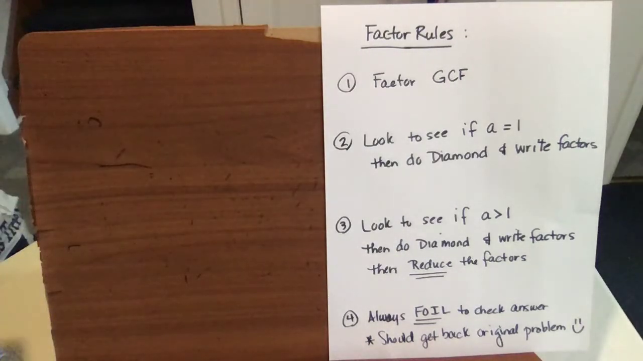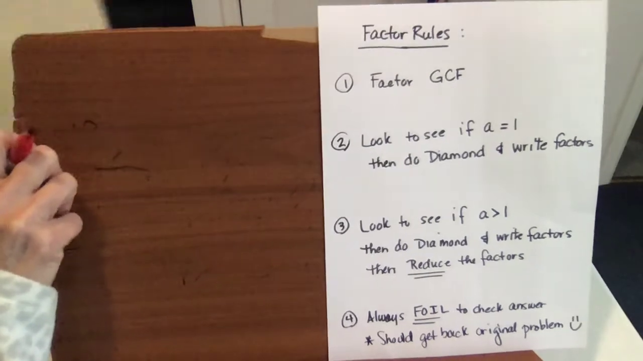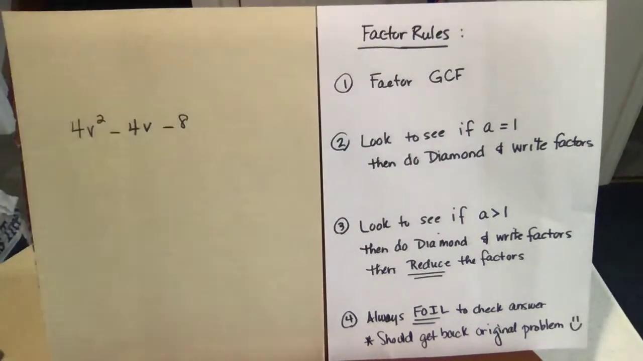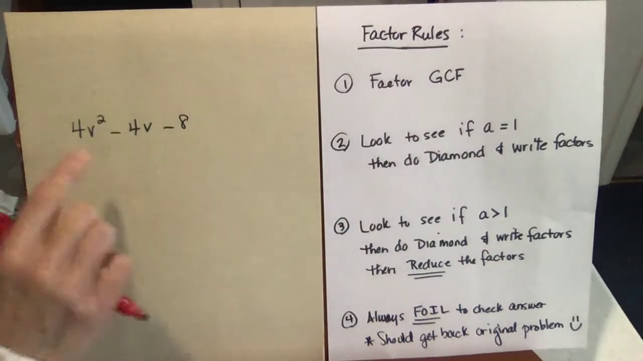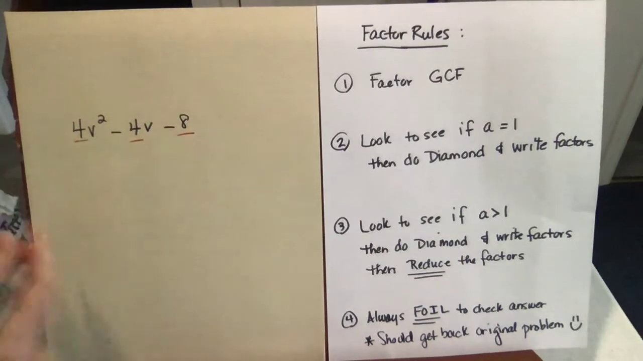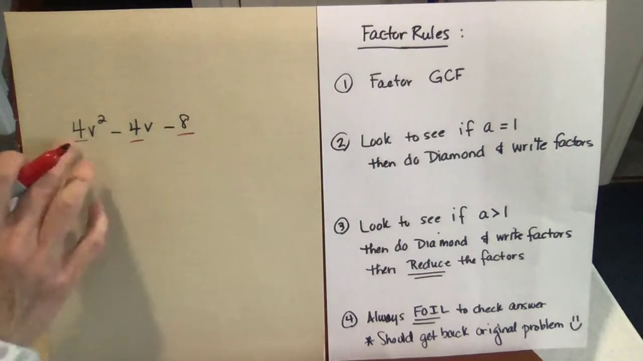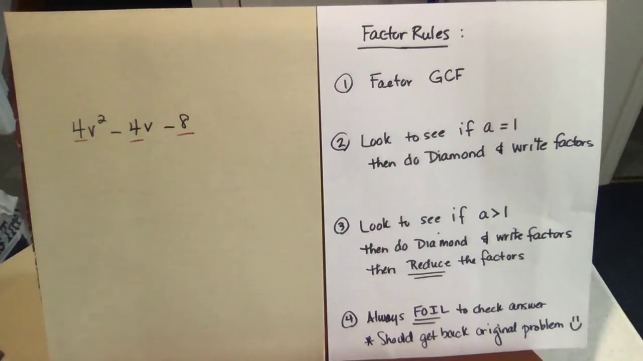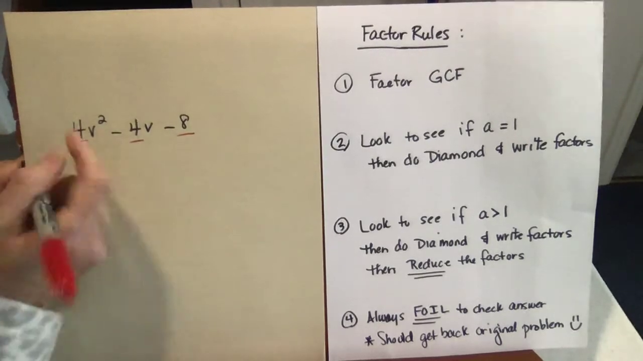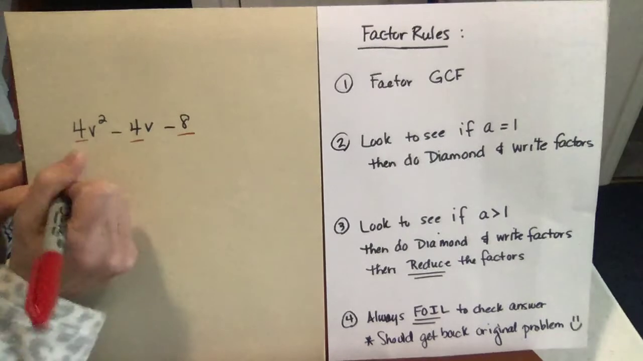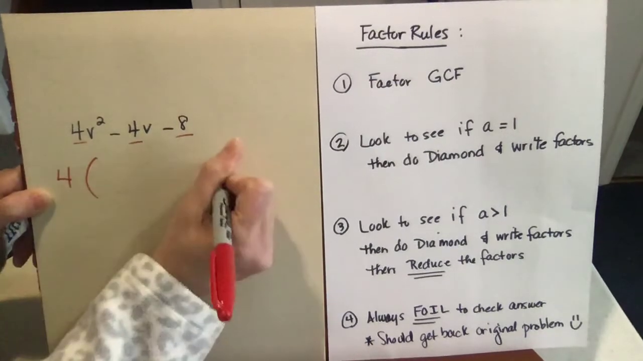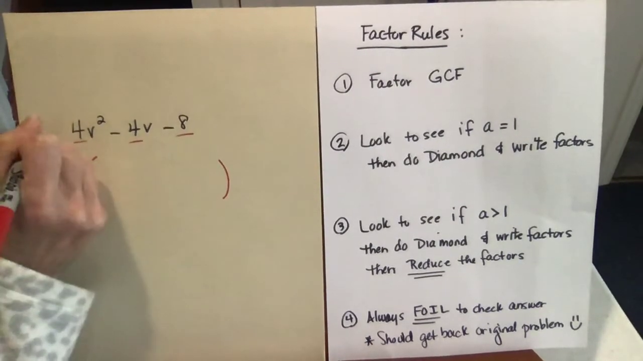All right. Now I'm going to make it a little more challenging. Again, we have 4v squared minus 4v minus 8. We always look for GCF. 4, 4, and 8. I'm thinking 2, 4. 8 won't work because it won't divide into 4. Remember, you want the greatest common factor. So the highest number that divides into 4, 4, and 8 would be 4. So you have to take that out first. So this is our GCF.